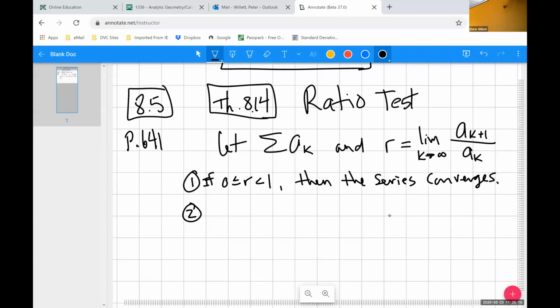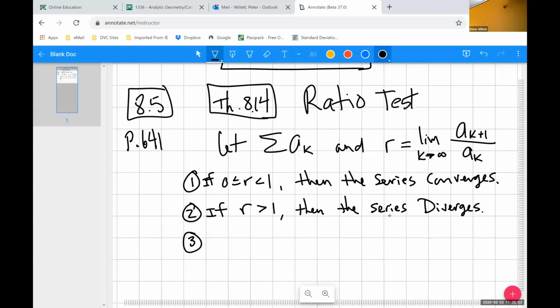Sorry for the interruption. Okay, similarly, if the r value is bigger than 1, well, what does that mean? That means that the next term down the line as a ratio is larger than the one before it. So if r is bigger than 1, including if r is going to infinity or something really aggressive like that, then the series diverges.